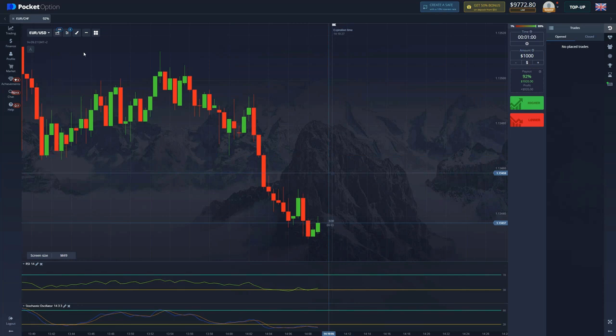What this means is that in this case we're going to take a long position on the trade when this candle closes. You can see that it still has 3 seconds left, so let's go ahead and enter this trade. As soon as the candle closes here, we take a long position for 1 minute, just like that. Now let's skip ahead and see if we got the win.